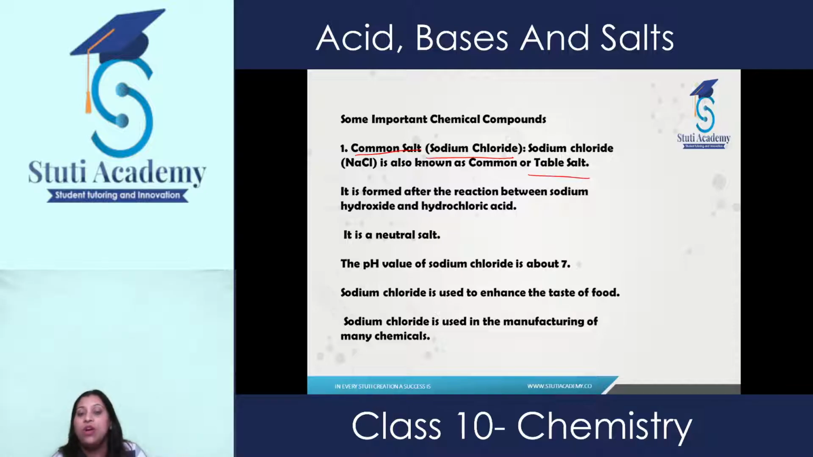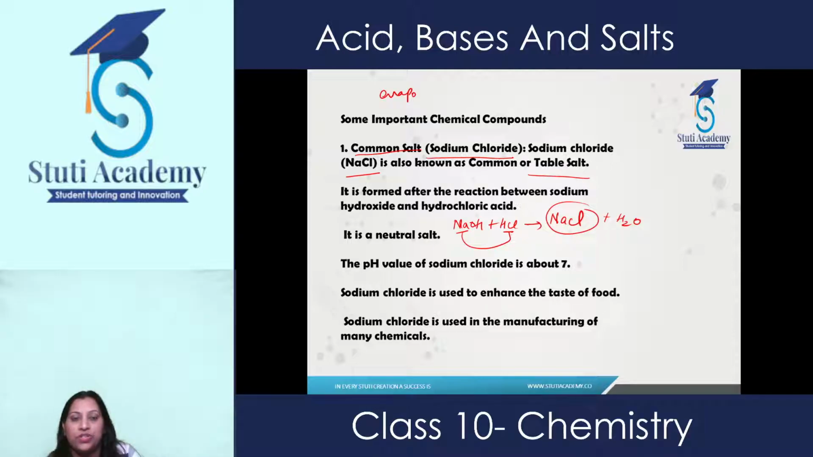And the chemical name of this table salt is sodium chloride, and the formula is NaCl. Now this NaCl, or sodium chloride, is formed when the reaction takes place between sodium hydroxide and HCl, which is hydrochloric acid. So when they both react with each other, it results in the formation of NaCl and water is released. So this is how this common salt or sodium chloride is prepared. And the process which is involved in its preparation is evaporation.